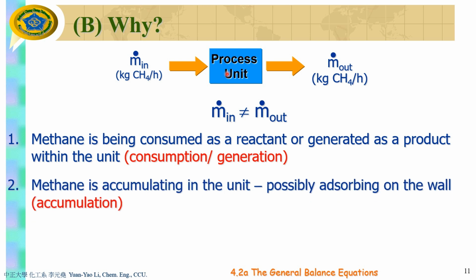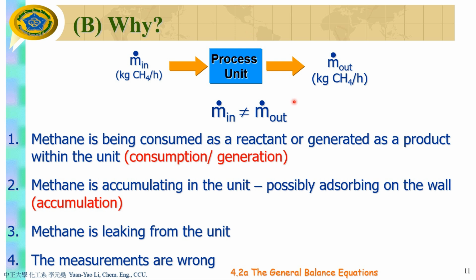Okay, and in the next case, methane is accumulating in the unit. Methane is absorbed and stays in this reactor or this mixer. It doesn't come out. So methane accumulated in the unit, possibly absorbed on the wall. So we call this accumulation. Methane stays inside; it's not consumed, it's not generated. Okay. Another case is that methane comes out not in this direction: methane was leaked because this container is not good. So methane leaks from this container.